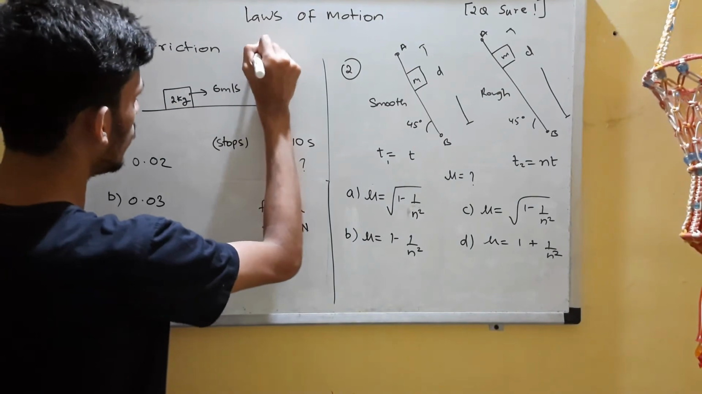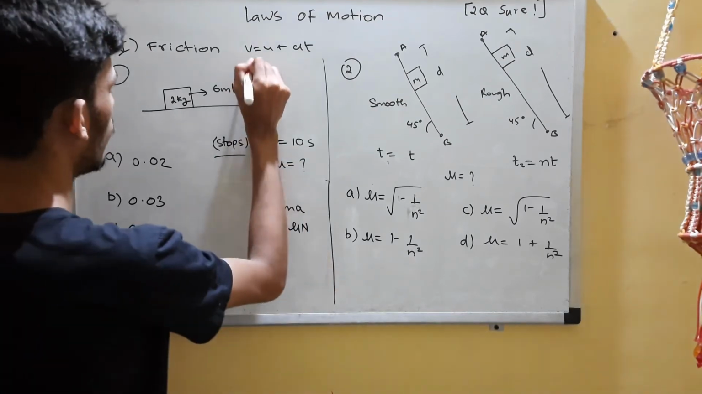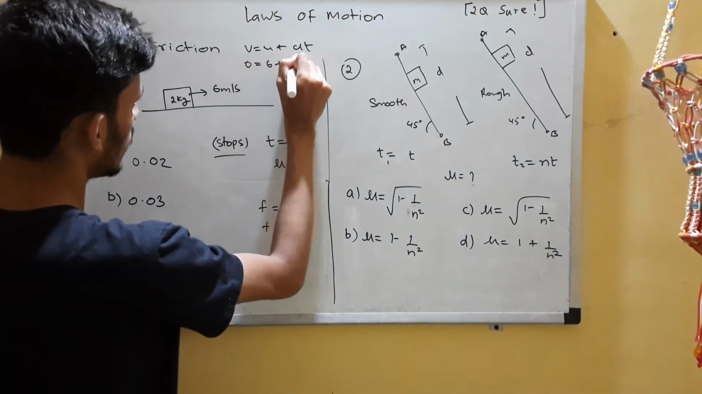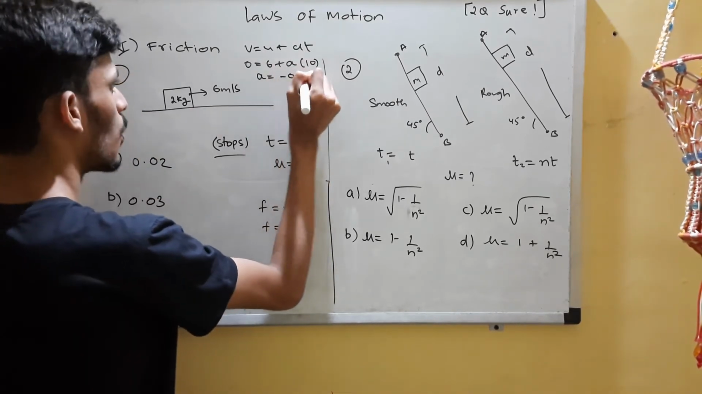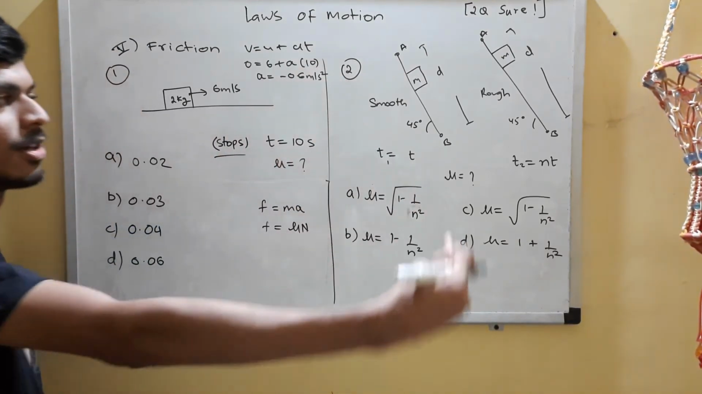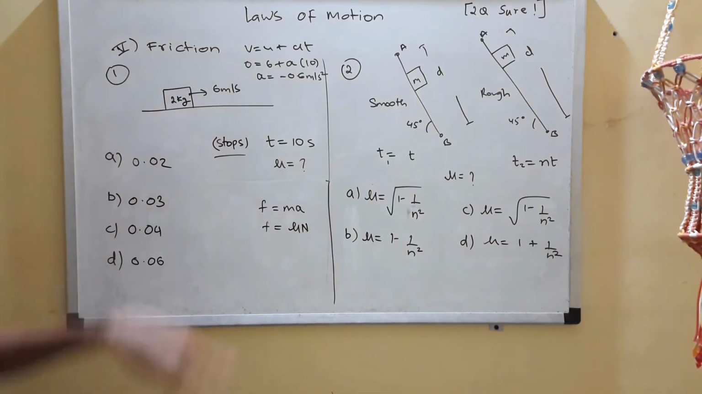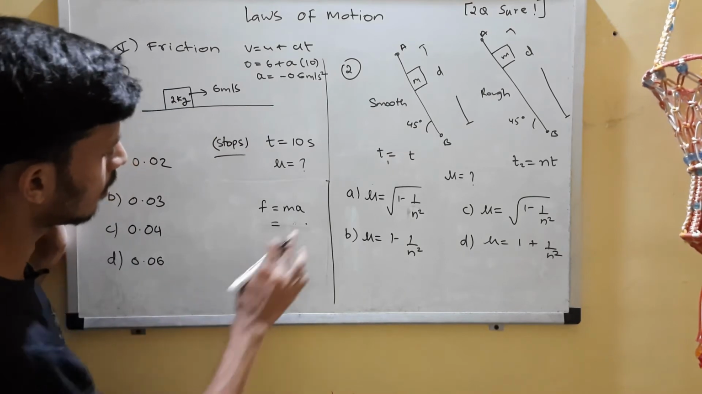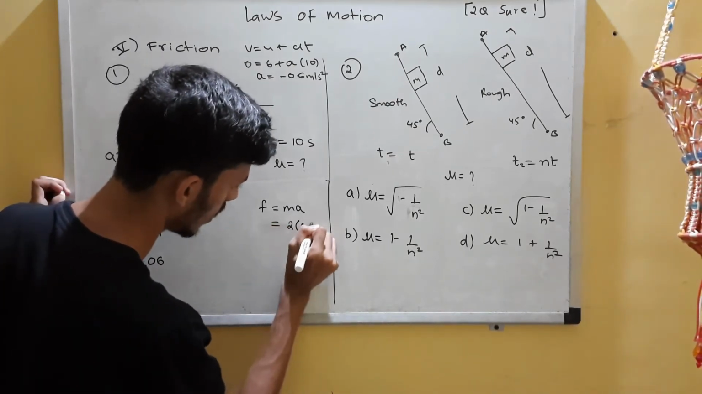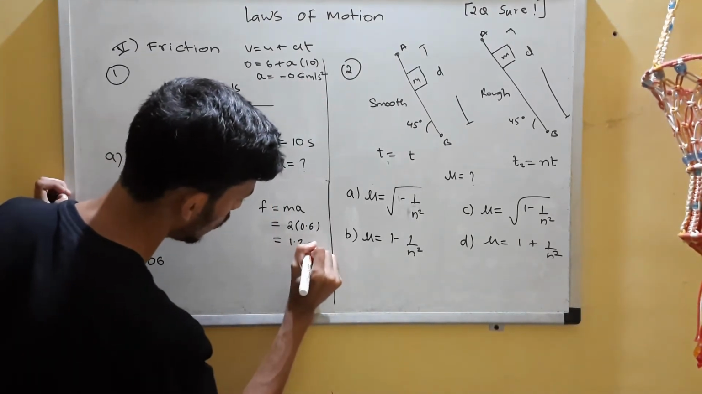So first use v equals u plus at. Finally your object comes to rest, final velocity 0, initial velocity 6, acceleration is what we want to find, time taken 10 seconds. So acceleration is minus 0.6 meters per second squared. Minus because it is in the opposite sense to the direction of motion. Let's substitute it over here. So our frictional force, considering just the magnitude, will be mass into acceleration, 2 times 0.6, so 1.2 Newton.